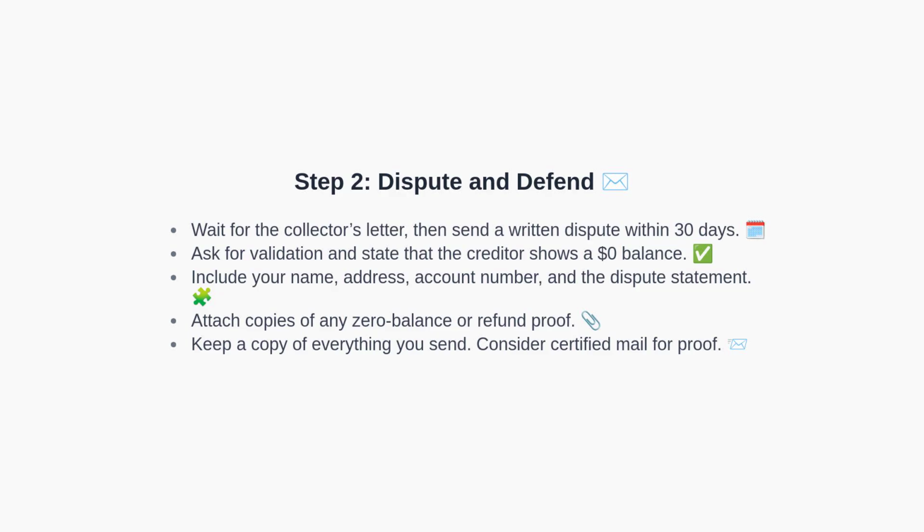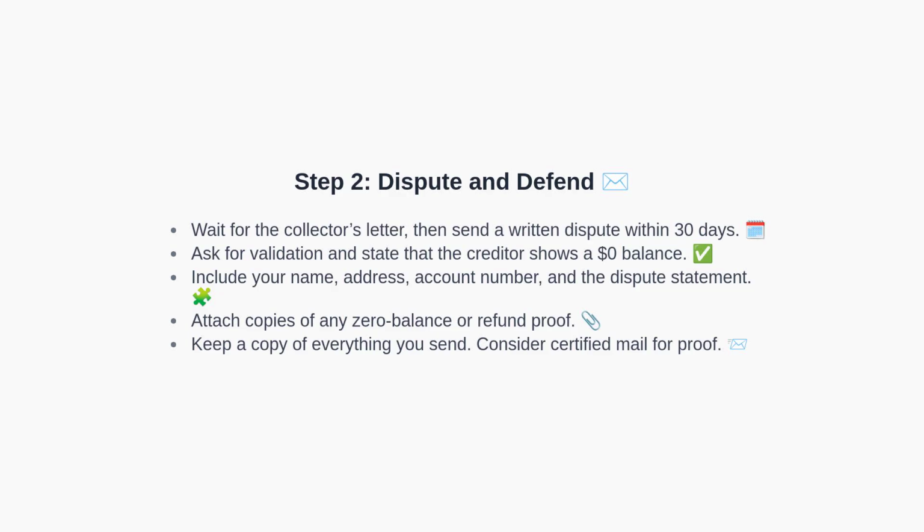If the original creditor does not recall the debt quickly, send a written dispute to the collector within 30 days of receiving their first notice. Request validation and state clearly that the original creditor shows a zero balance. Include your full name, mailing address, any account or reference number, and a concise dispute statement. Attach copies of the zero balance confirmation or refund proof. Keep copies of all materials you send.